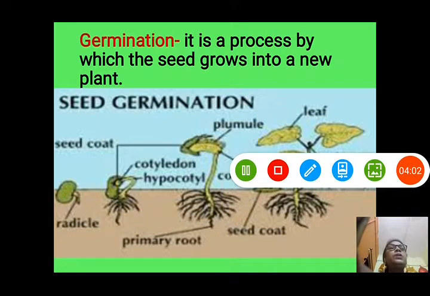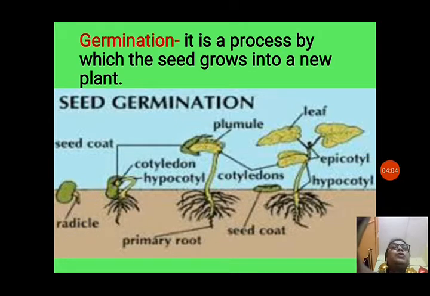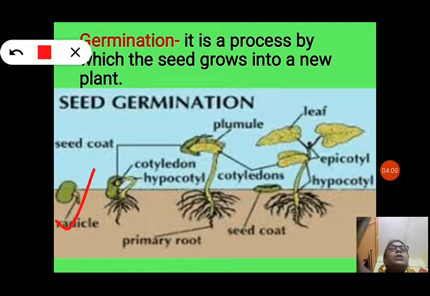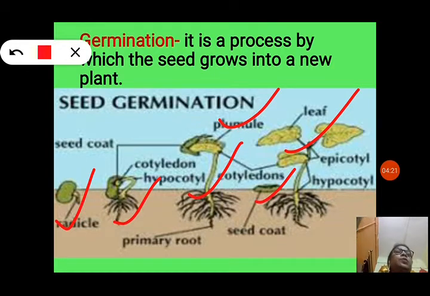First, a seed radical is produced. When germination takes place, a radical is produced in the seed. After that, it changes into root. A new part, that is plumule, grows and it develops into shoot. After that you can see leaves appear and the cotyledons and seed coat also fall down and the cotyledons dry up. You can see here the cotyledons dry up and the seed grows into a new plant.